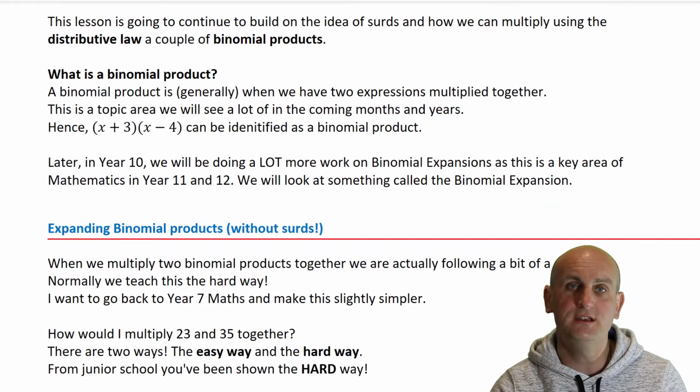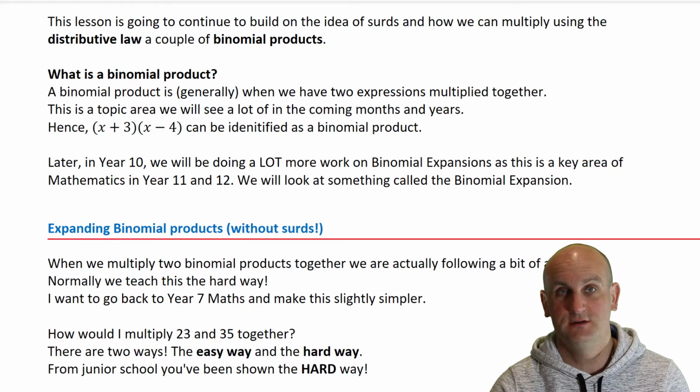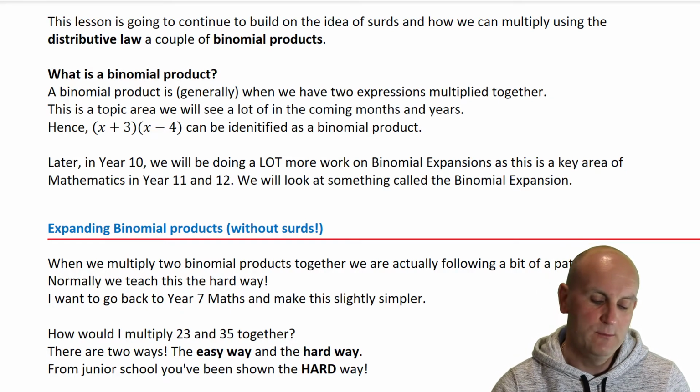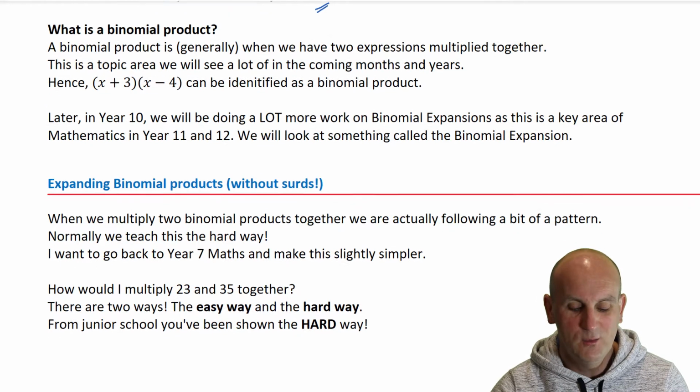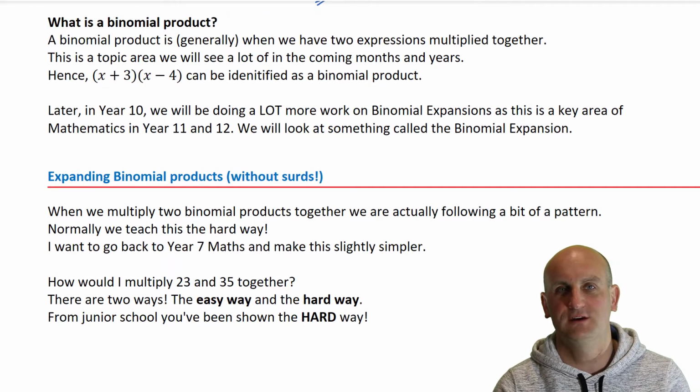Now, the distributive law is effectively when you multiply two things together. That's what the distributive law is. We can use these with these things called binomial products. And what is a binomial product? Well, generally speaking, it's where we have two expressions multiplied together.